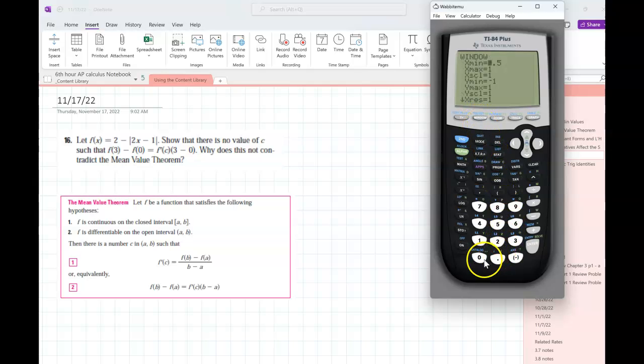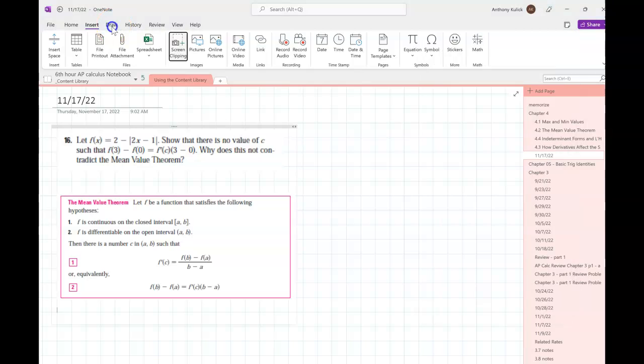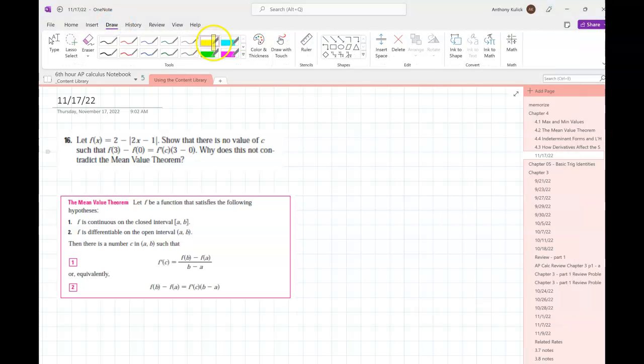So I'm just going to graph this over 0, 3. And there I see I have the corner in between 0 and 1. So there we go, right away. I feel good as to the second part. Why does it not contradict the mean value theorem? Because f of x is not differentiable everywhere on 0, 3.